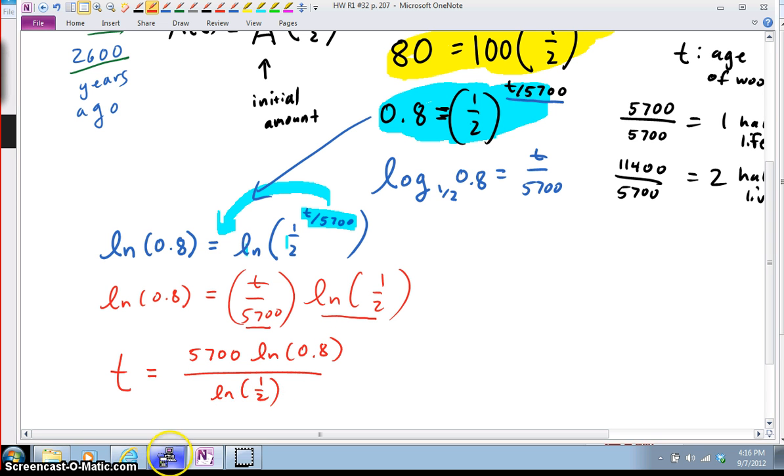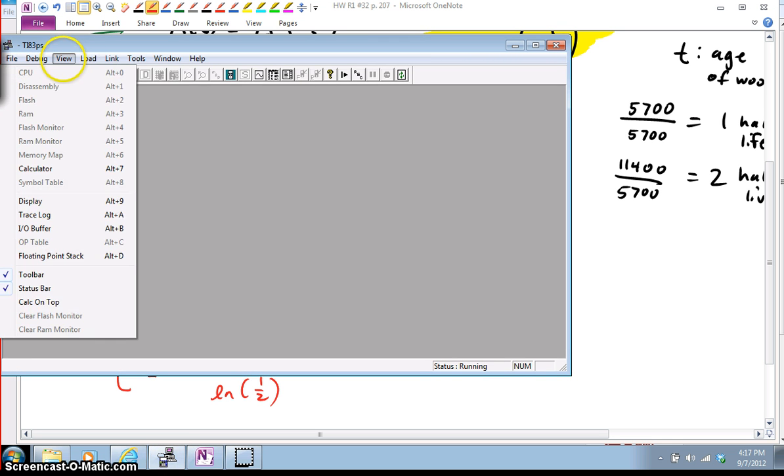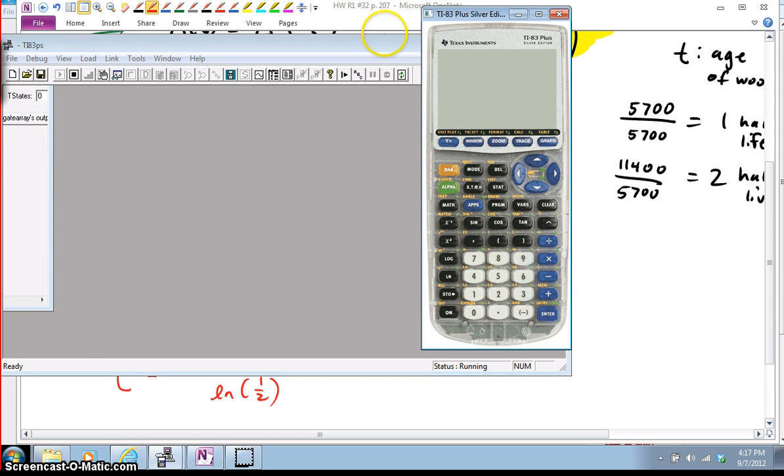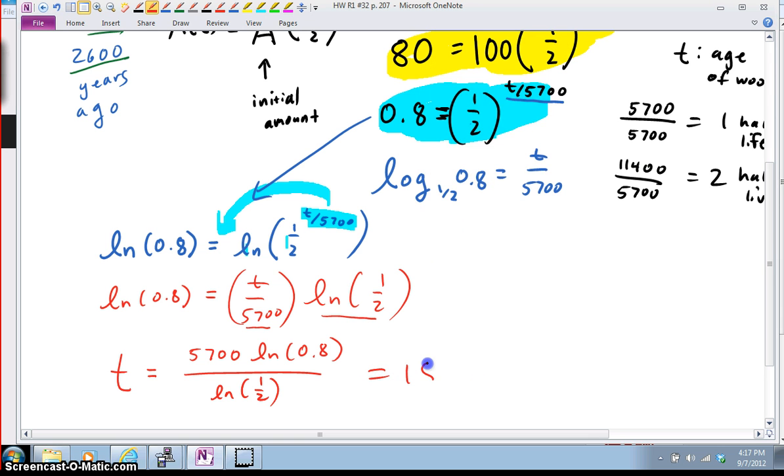Okay, and so now all I've got to do is get a calculator and do this. I just need to type it in. So 5,700 times the natural log of 0.8 divided by the natural log of 0.5. And let's see what the answer is. It says 1,834 years old, or about 1,835 years.